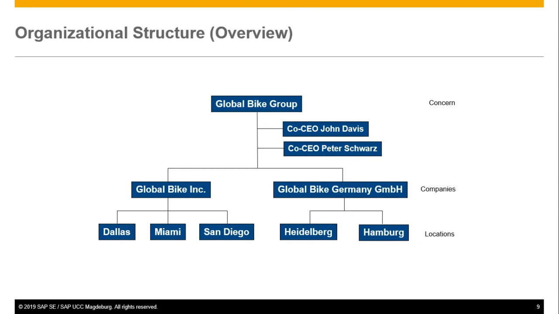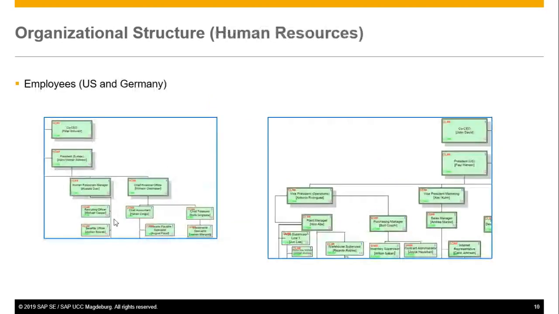And you are an employee at Miami. Now let's say for this case study, you are the employee in Global Bikes US, in Miami. So it's important, once you enter the data, that you understand where and what data you have to enter. And this company has different employees, as you can see here, in the US as well as in Germany. This is just for you, an employee.